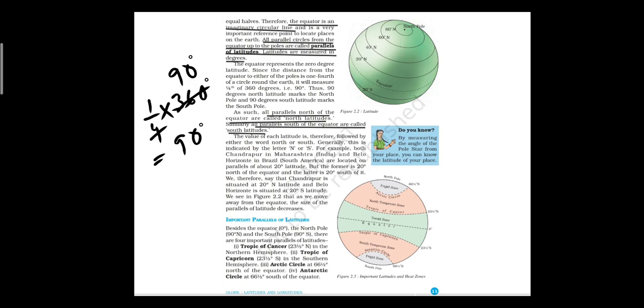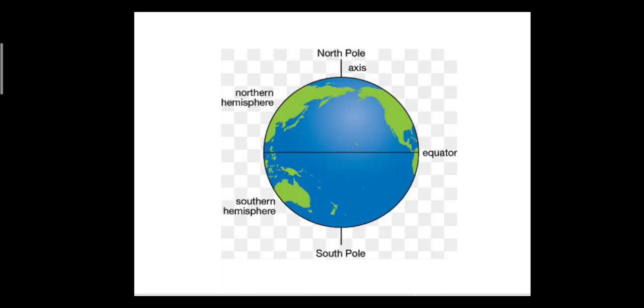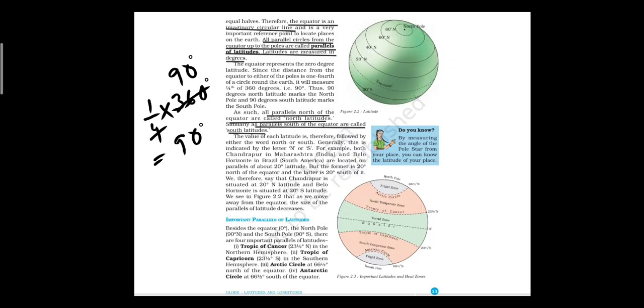So in figure 2.3 it is very clear that all the important parallels of latitude are drawn here. As you can see, we have North Pole, then we have Arctic Circle, we have equator, then we have Tropic of Capricorn, Antarctic Circle, and then we have the South Pole. So this figure is very important, and you will also draw this figure in your copies.